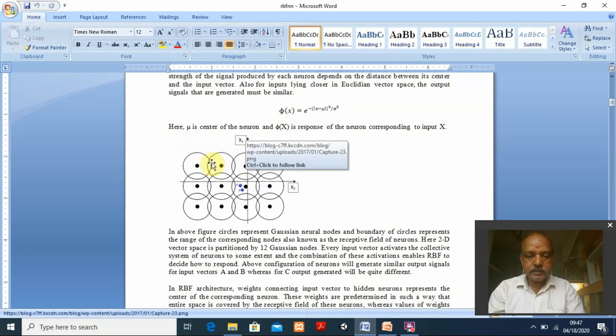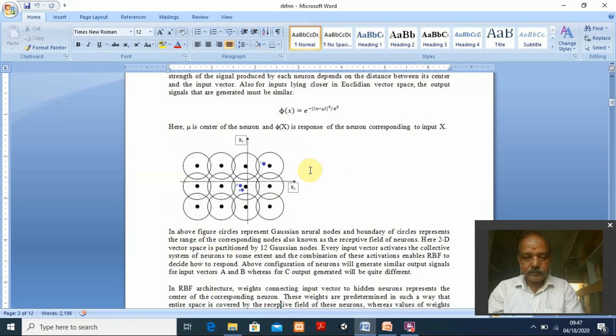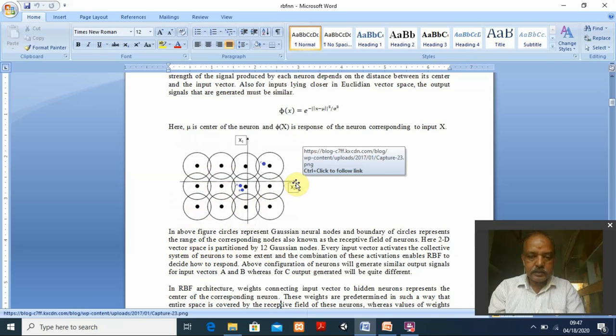Because it is just a diagrammatical representation, we say this is a Gaussian node, and this circumference represents the boundary. So this is the range, and here a 2D vector space is partitioned by 12 Gaussian nodes. First row is 4, second row is 4, third row is 4, so it is 12. You can check it. Here it is represented by x2, and here by x1.